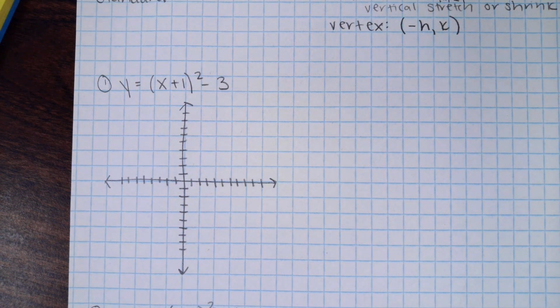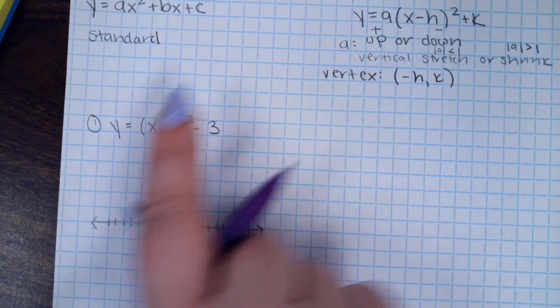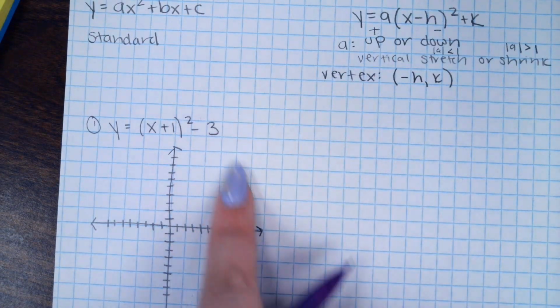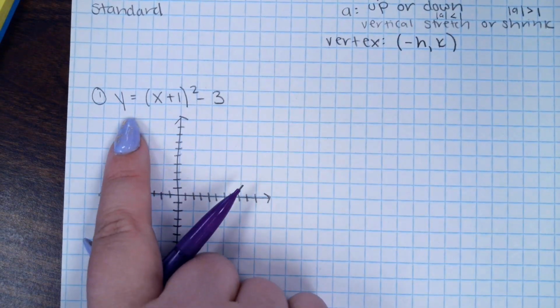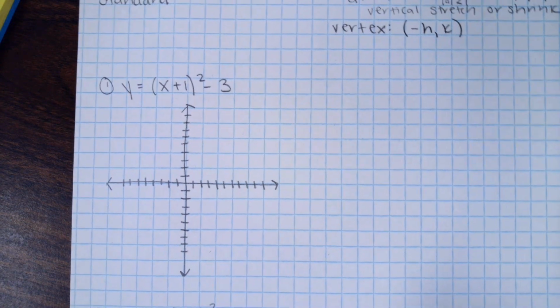So let's kind of think about what our graph is going to look like, what our parabola is going to look like. Well, our A is 1, right? So it's positive, so that means my parabola is going to open up. And 1 is kind of the standard shrink or stretch, right? It's not going to really shrink at all. It's not going to stretch at all. It's just going to look like a normal parabola.